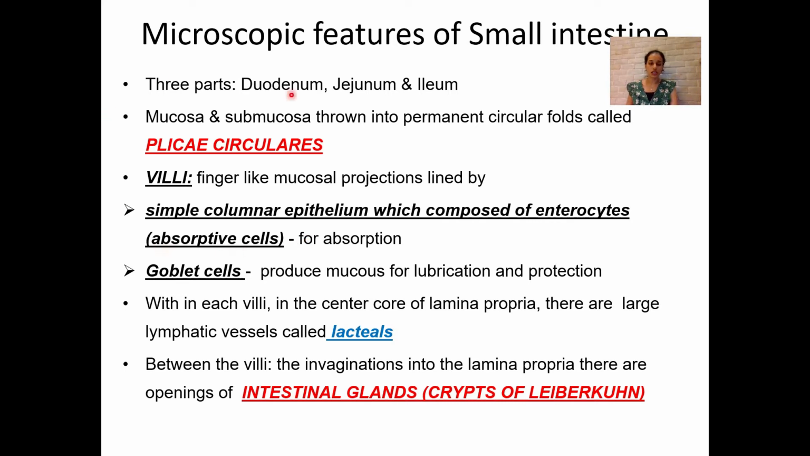These permanent folds are present throughout, but they are very well developed in the jejunum. Compared to the duodenum and ileum, the plicae circularis are very well developed and very well seen in the jejunal area.